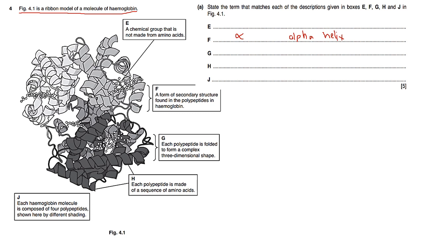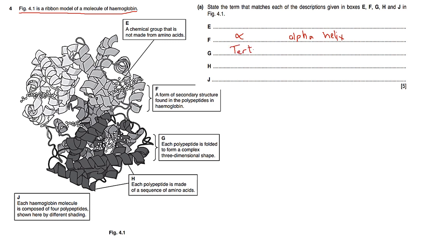Let's look at G. Each polypeptide is folded to form a complex 3-dimensional shape. If you think back to the structures of proteins, remember that we have 4 levels of structure. We have the primary structure, which is the sequence of amino acids. We have the secondary structure, of which there are 2 types: the alpha helix and the beta pleated sheet. And then we have the tertiary structure, which is the folding to form a 3-dimensional shape. That means that G would be referred to as the tertiary structure over here.